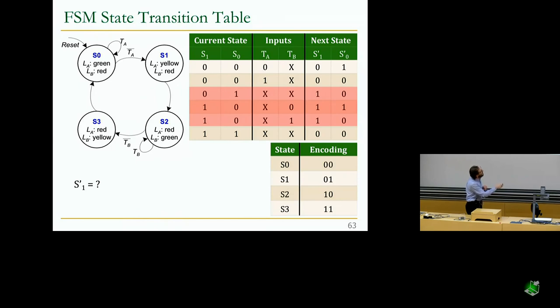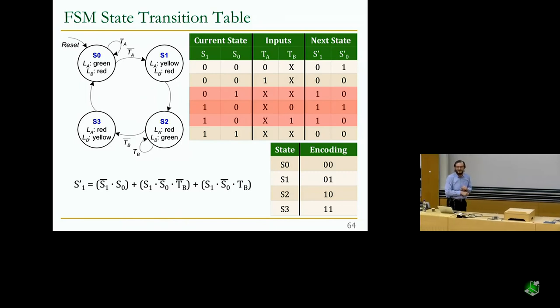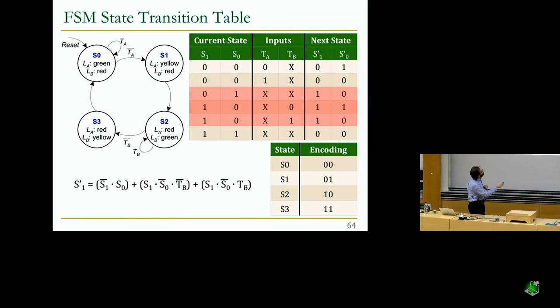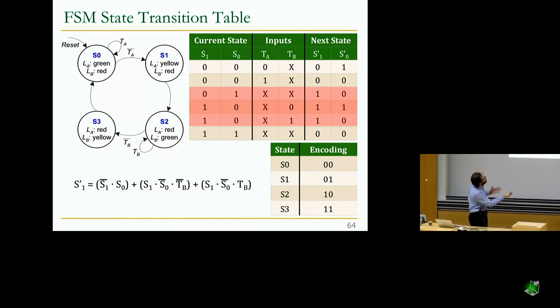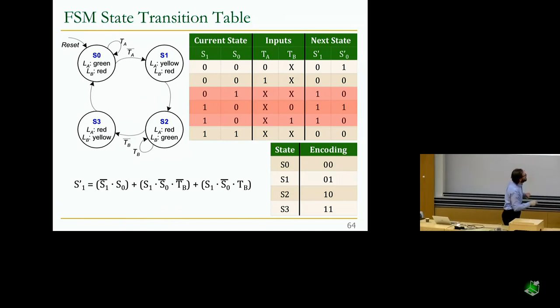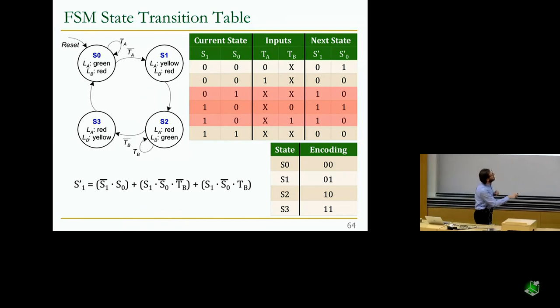Basically, S1 prime is set to 1 only in these cases. And this is our complete input. This is our sum of products form, right? If you remember, only in these lines. Basically, if S1 bar and S0, it doesn't matter what this is. And then S0 bar and TB bar. That's the second term. And the third term, you can figure it out on your own. Basically, we eliminated all of the X's, of course. X's are don't cares. OK. That's our next state logic for one of the bits of the next state.